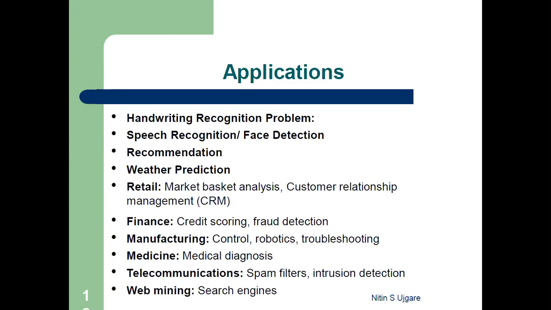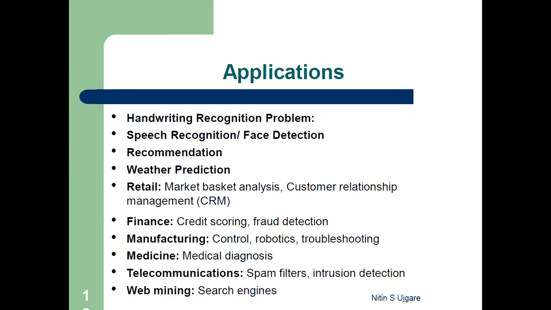Then the other applications are like manufacturing, like a controller on a conveyor belt to detect faulty products or to detect defects in the product, robotics automation, and troubleshooting. These are some examples of manufacturing applications. In the medical field, detecting cancer cells, diagnosing whether the patient has diabetes or not. These are some examples of medical applications. In telecommunication, spam filters and intrusion detection are some of the examples of machine learning application.